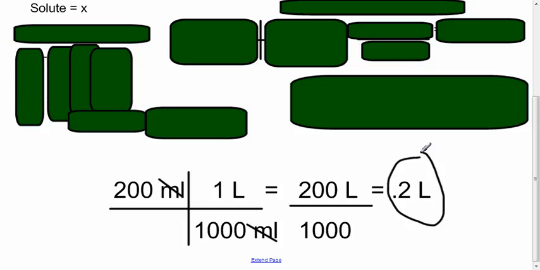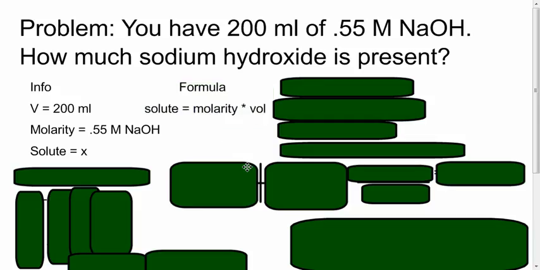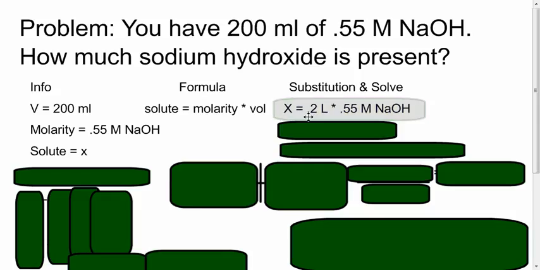this. All right. Now the next thing we do is we write out our formula, and our formula is moles of solute is molarity times volume. All right. And I substitute and solve. So I know 0.2 liters, the version below, times 0.55 molar NaOH. That's going to give me 0.11 moles of sodium hydroxide.